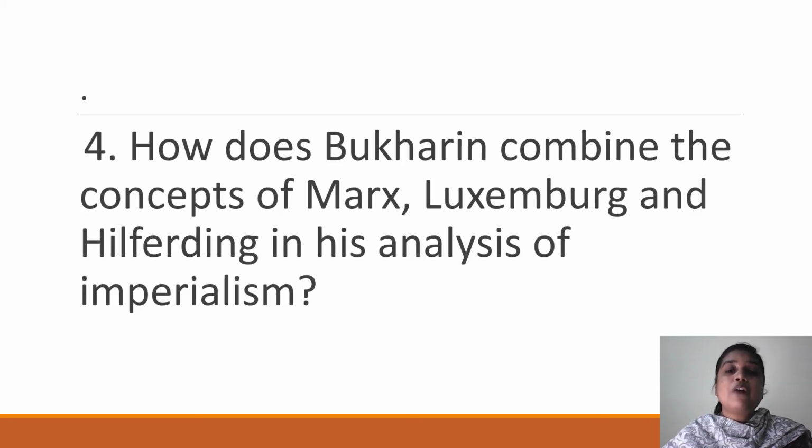The next question is, how does Bukharin combine the concepts of Marx, Luxemburg and Hilferding in his analysis of imperialism? So we have seen that Bukharin basically combines the concept of monopoly capitalism of Hilferding, the concept of political dominance, the need for capitalist expansion, etc. So in this question, you have to basically answer how Bukharin combines the ideas of Marx, Luxemburg and Hilferding in his analysis of imperialism.